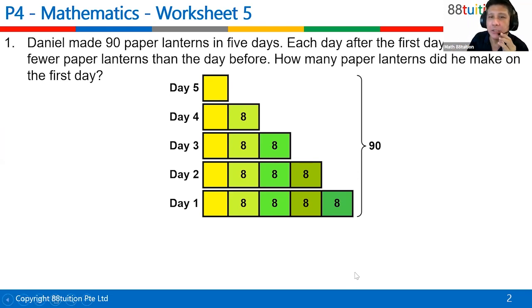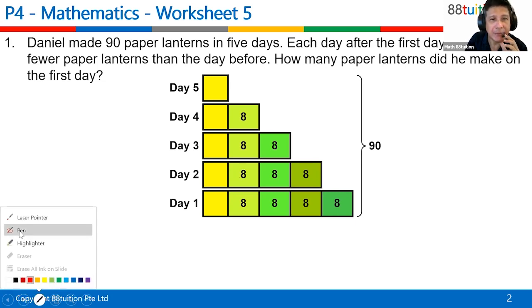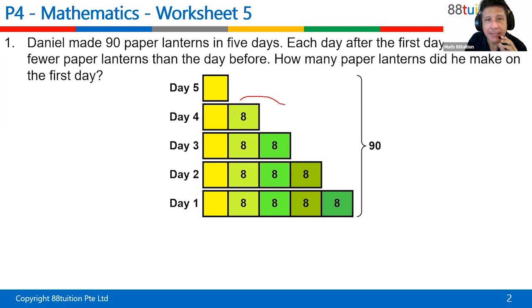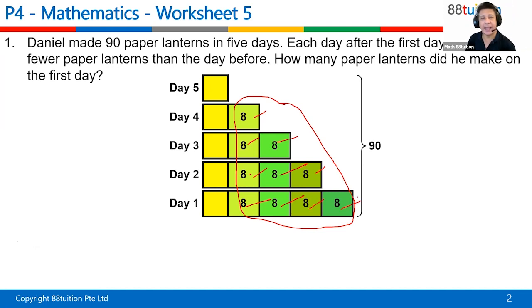And the total is 90. Just by looking at this diagram, I know that I have a repetition of all the 8s. I have so many 8s all repeated. If you were to count, I have 1, 2, 3, 4, 5, 6, 7, 8, 9, 10. I have 10 8s. And after that, all the yellow parts are the same size.